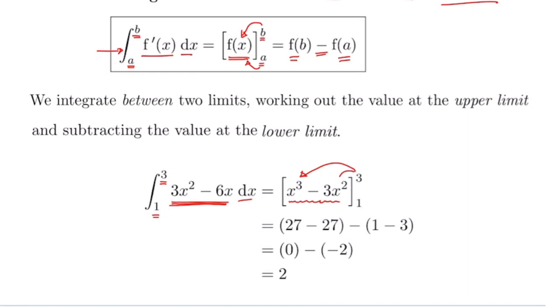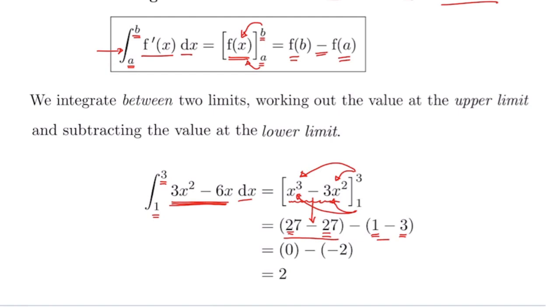So wherever you see the letter x, you're going to put 3 in, of course. So 3 cubed is 27, then it's minus, and then 3 times 3 squared is also 27. Then you substitute the lower limit in, so 1 cubed is 1, 3 times 1 squared is 3.